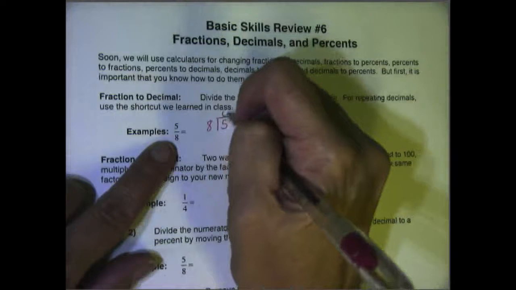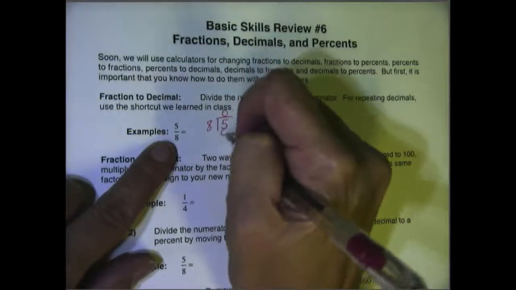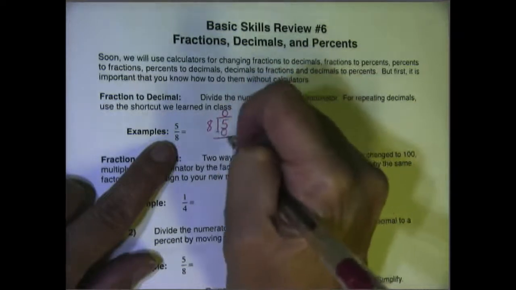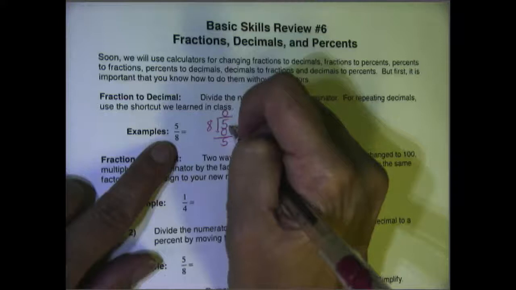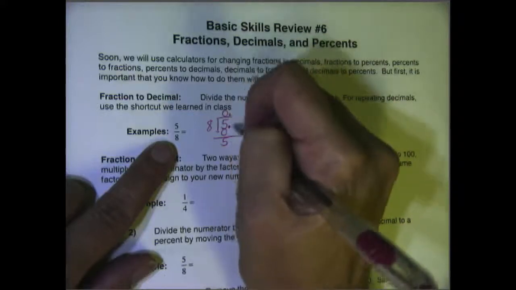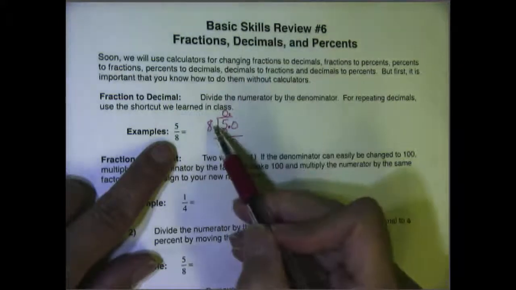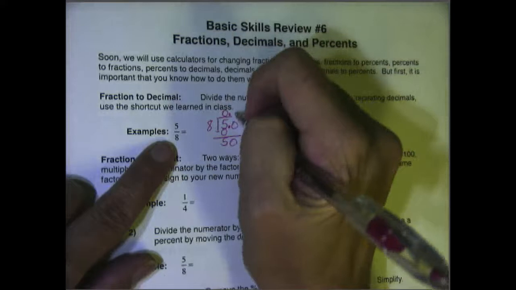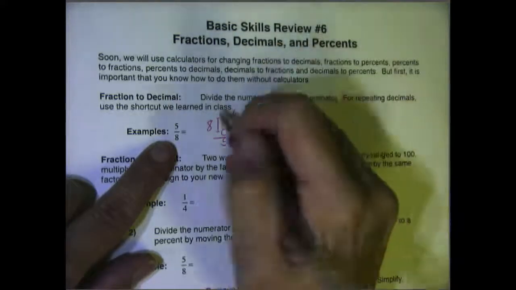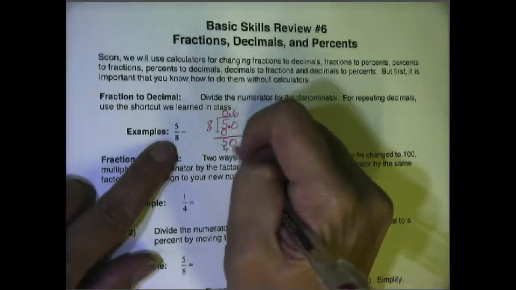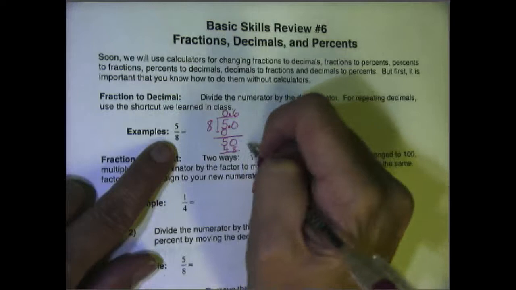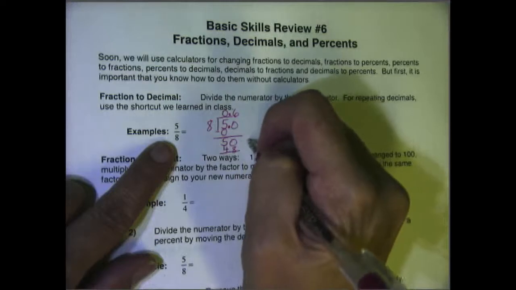8 goes into 5 0 times. 0 times 8 is 0. 5 minus 0 is 5. We need to add a decimal point, pull down a 0. 8 goes into 50 6 times. 6 times 8 is 48. 50 minus 48, let's just move it over here, is 2.